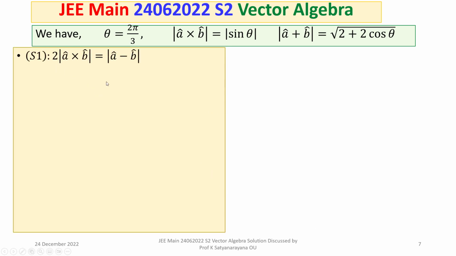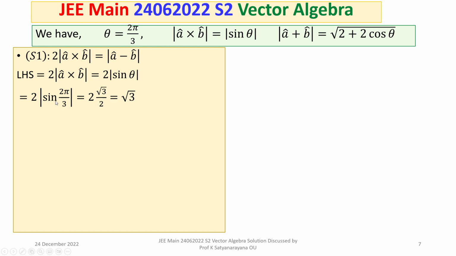S1 is given: 2 into mod of a cross b is equal to mod of a minus b. So let's take the left hand side, that is 2 into mod of a cross b. Mod of a cross b is mod of sine theta. So it is 2 times modulus of sine of theta, with theta 2 pi by 3, which means sine 120 degrees, and that is root 3 by 2. So 2 into root 3 by 2, the 2 cancels, we get root 3. That is, the left hand side is root 3.